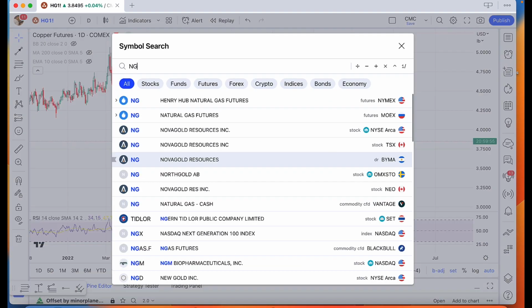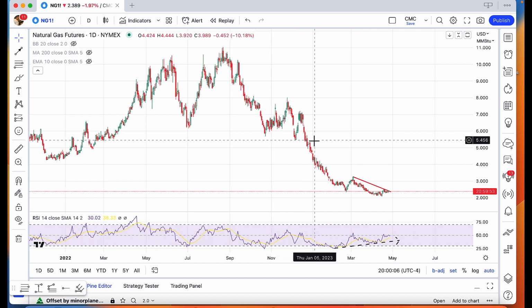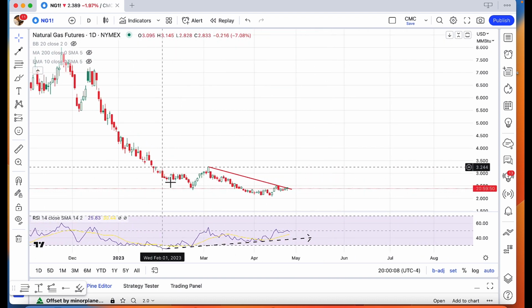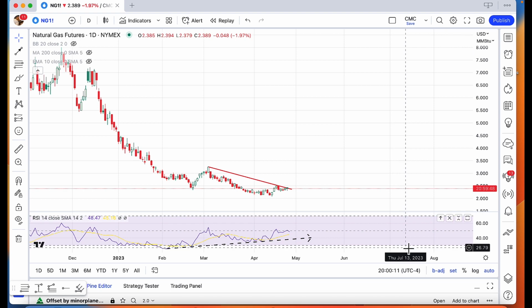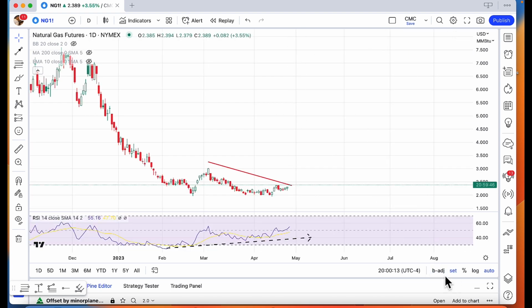Also, it's worth taking a look at natural gas. Now, I don't typically follow natural gas, but it's sort of interesting because I was noticing on the chart, again, you have to be careful because the contract looks like it just rolled over.